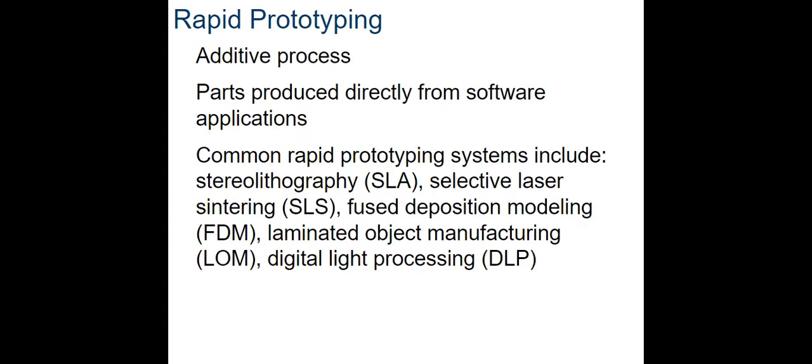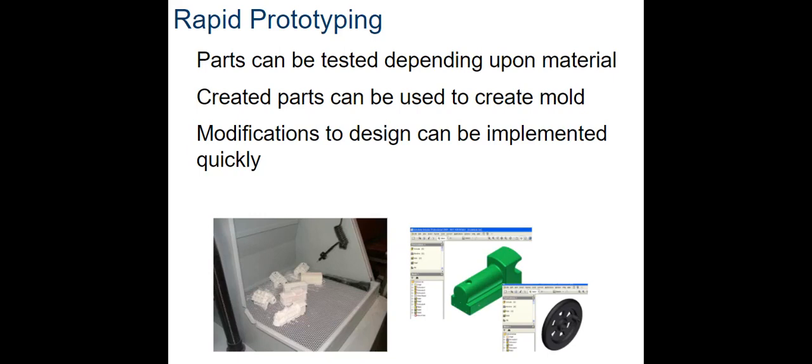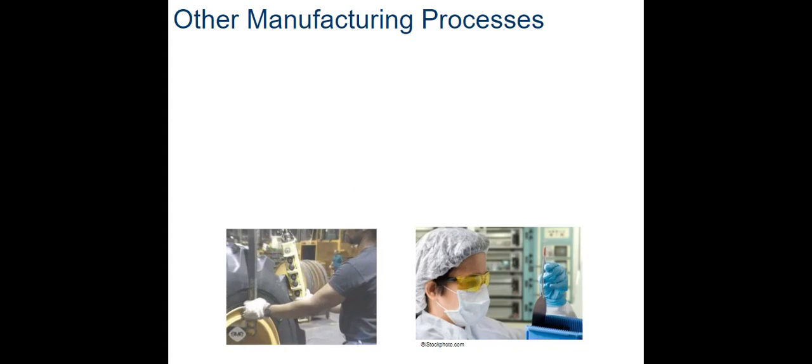Rapid prototyping is an additive process, such as our 3D printers. Basically, you want to produce the parts directly from software. Okay, it could also include laser cutters as well. The parts can be tested depending on the material. Created parts can then be used to create a mold. So sometimes you can make the parts to actually make a mold, and then you can modify them quickly. That's the point behind rapid prototyping.